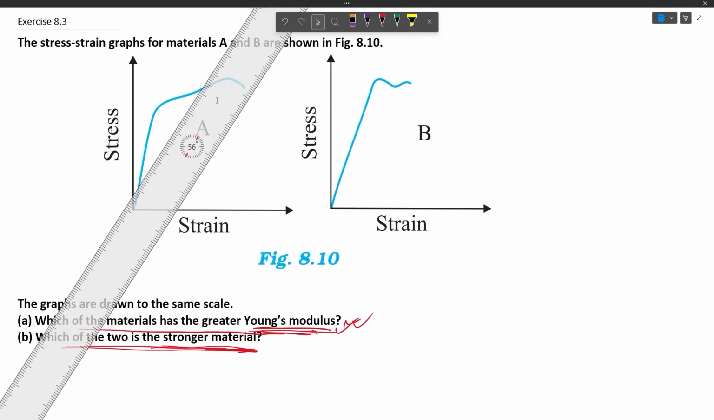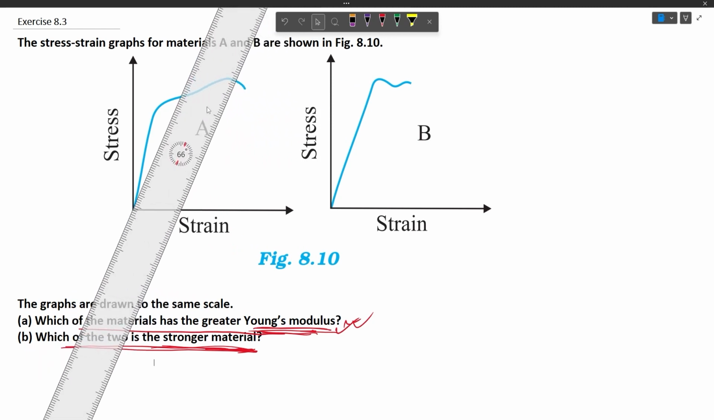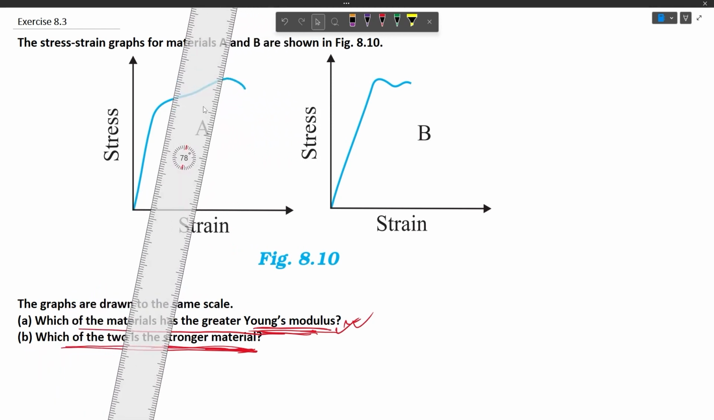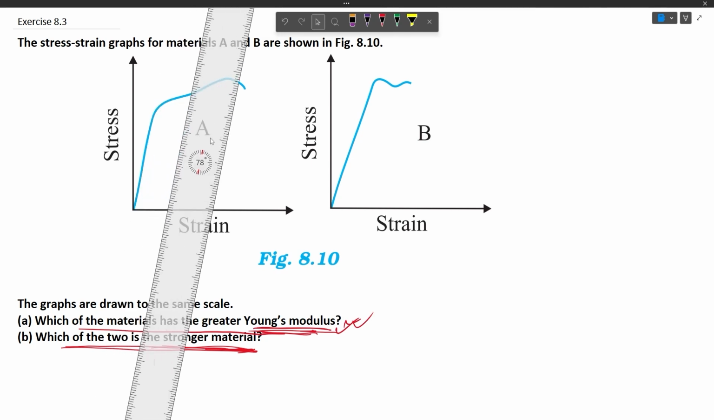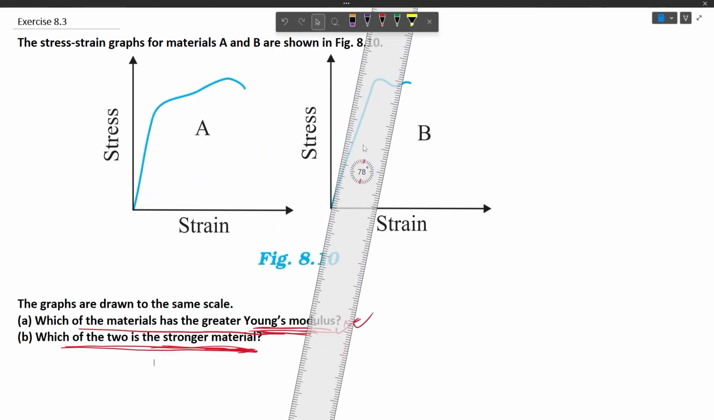So let us first compare the slope of the first graph. This 78 degrees gives the approximate slope of this stress strain plot in the case of plot A. Now if we compare it with that of B, then we see that the slope of B is less than that of A. So obviously we will say that material A has got greater Young's modulus. So the answer of the first question is going to be material A.